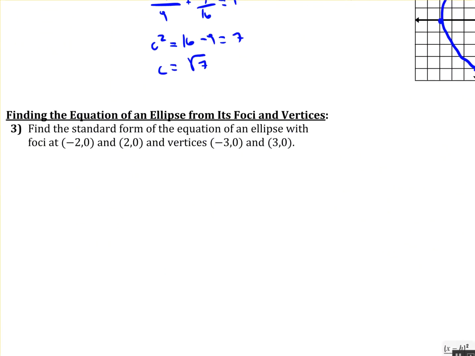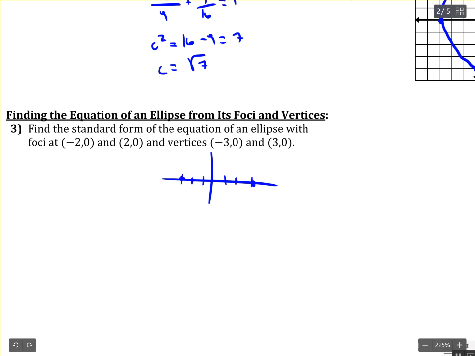Find the equation of an ellipse from its foci and vertices. So find the standard form of the equation of an ellipse with foci at -2 and 2, and vertices at 3 and -3. All right, remember, the vertices and the foci are on the major axis. So let's just actually draw a picture. We know 1, 2, 3, there's a vertex, 1, 2, 3, there's a vertex, and there are my foci.